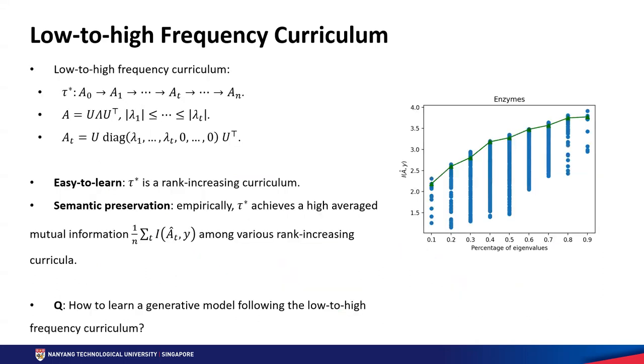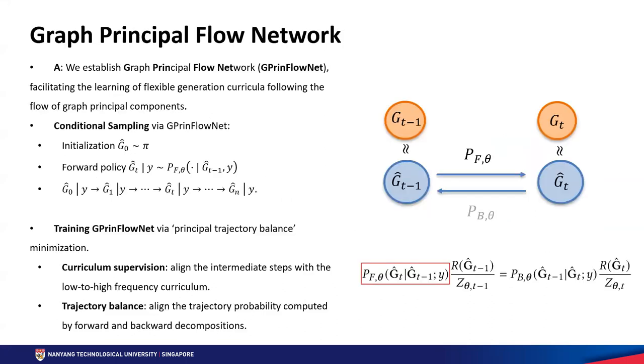In practice, the low to high frequency curriculum means that we encourage a model to generate a graph step by step in a coarse to fine manner by progressively adding local details to a global coarse version. This is an easy to learn rank increasing curriculum, and moreover, empirical evaluation shows that the low to high frequency curriculum achieves a high mutual information with the graph label across the whole process, showing that it can preserve the semantic information well. This motivates us to propose the graph principle flow network to generate conditional graph data following the flow of graph principal components.